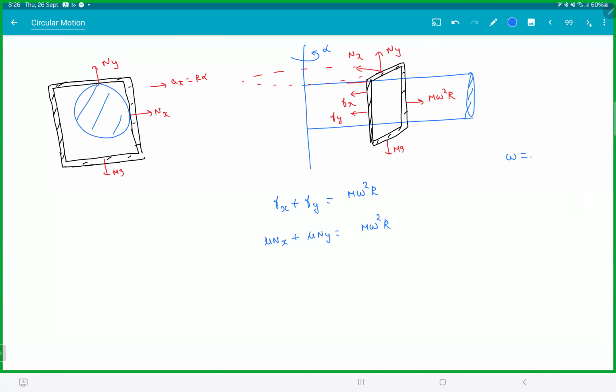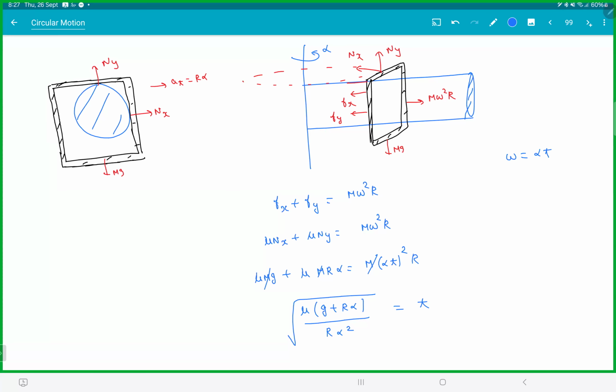And we know omega is equal to alpha t. So this would be mu mg. This would be mu m r alpha is equal to m (alpha t) whole square into r. M gets cancelled. So we get mu into (g plus r alpha) by the square root of r alpha square. This is your time.